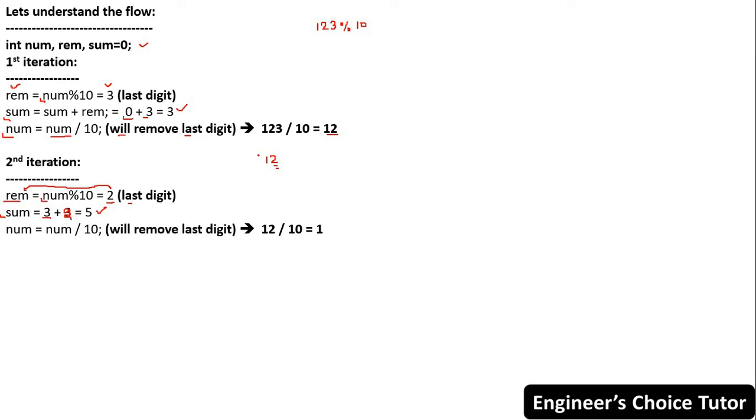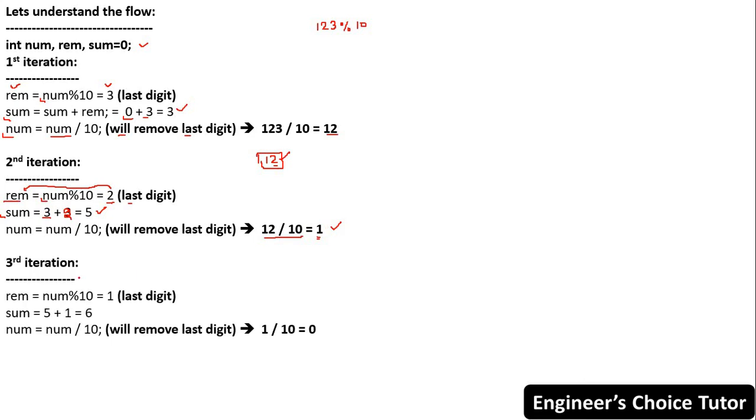Now what do you have to do? You have this number, you want to remove this 2 also because you have added this 2 in your sum. So I want to remove it. So 12 divided by 10 is equal to 1. Now the new number is what? 1. Now in the third iteration, what will happen? Num modulo 10. So 1 modulo 10 is what? 1. So this is the last digit. So storing it inside the rem variable. Sum is equal to sum plus rem. So sum value from the last case is what? 5. So 5 plus rem, which is 1 in this case. So 5 plus 1 is equal to 6.